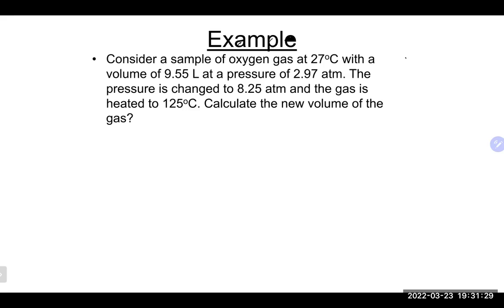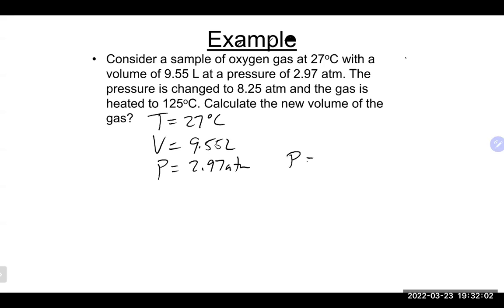So remember that when you're working gas law problems, there are a number of gas laws to choose from. The best piece of advice is just to pull out the information from the problem and label them as pressure, volume, or temperature. A lot of times, just by looking at it, it can point you in the right direction. So if we take that approach, we have a temperature that is 27 degrees Celsius, a volume that is 9.55 liters, and a pressure that is 2.97 atmospheres. We have another pressure here that is 8.25, and a temperature that goes to 125 degrees Celsius, and we are looking for a volume.